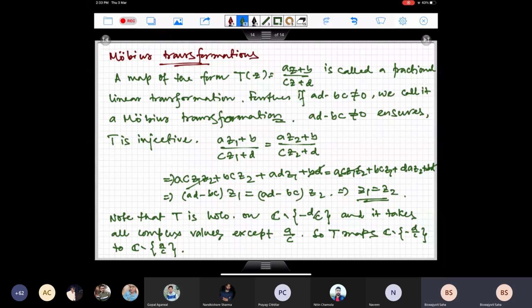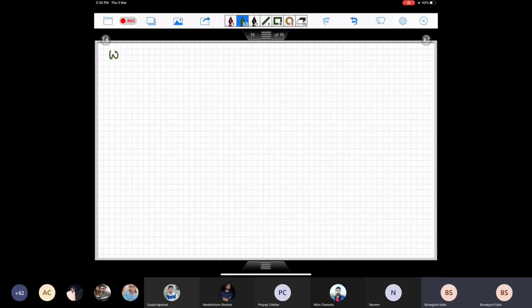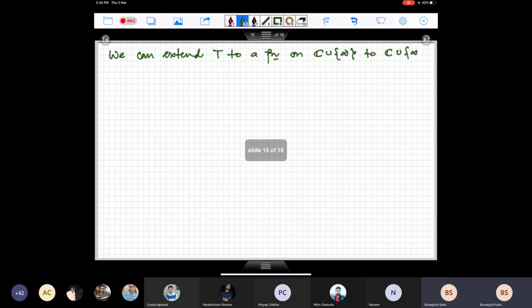Okay. Now, of course, here you see it does not look really good that we have a couple of points missing, like 1 point in the domain, 1 point in the range. So what we do is that we can think of this function in a bigger generality, and so we can extend T to a function on C union, let's say that I told you about a point at infinity, C union infinity to C union infinity, okay, and you are going to do the most natural thing that is to be done.